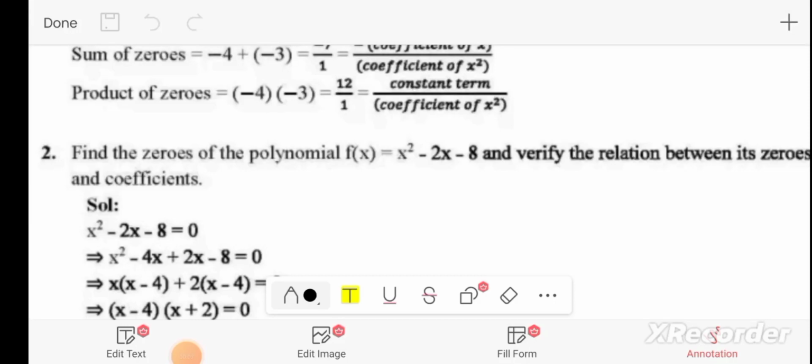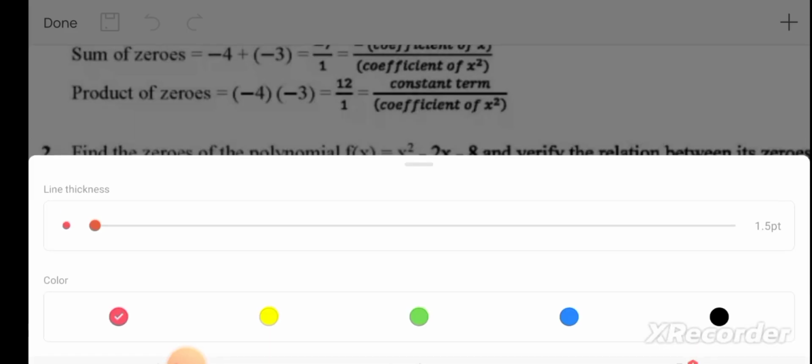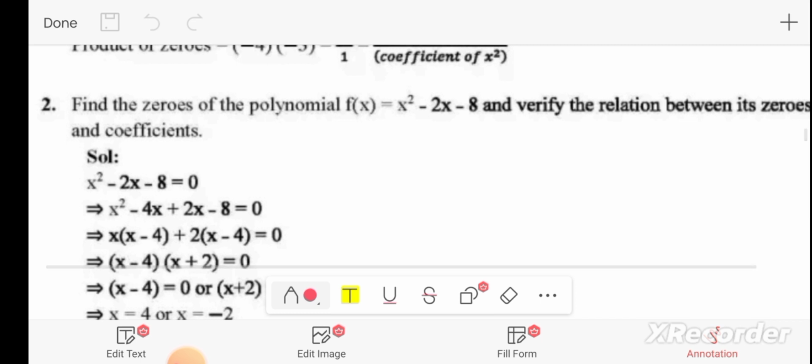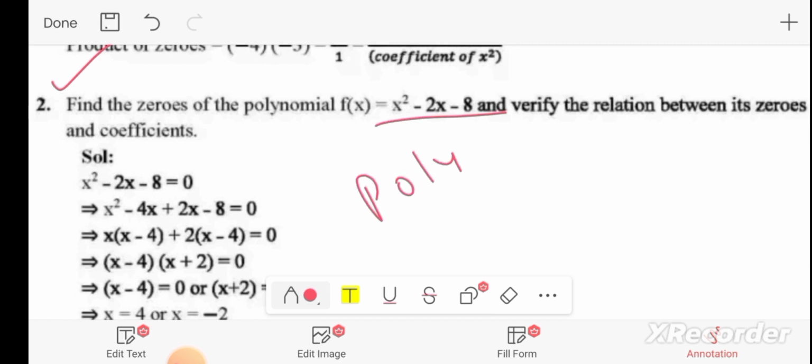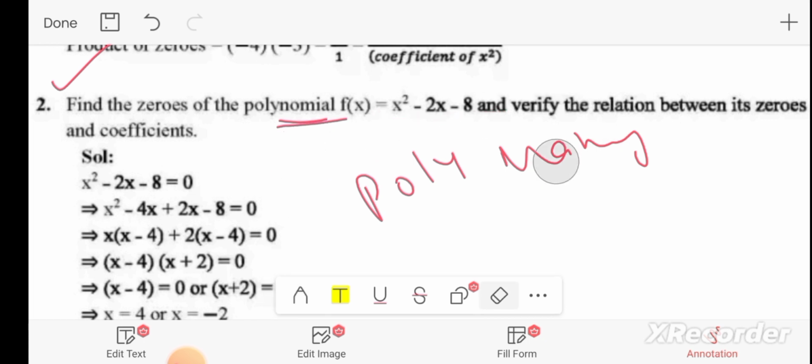Students, in this video we will discuss polynomials, the third chapter of the class 10 NCERT book. First we will discuss the polynomial. Poly means many, and nominals means terms. So any algebraic expression which has many terms is called a polynomial.